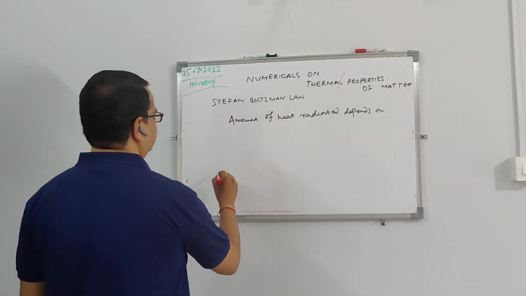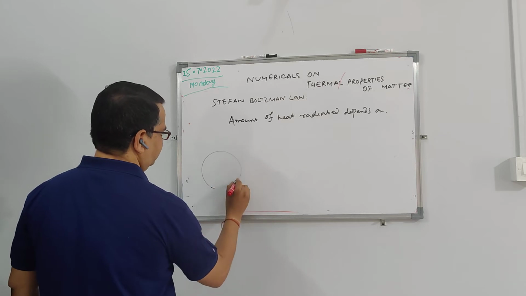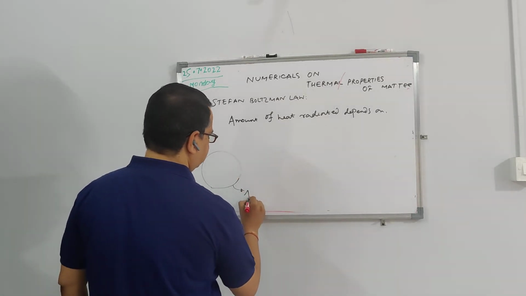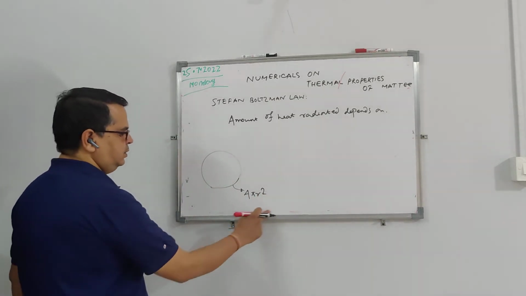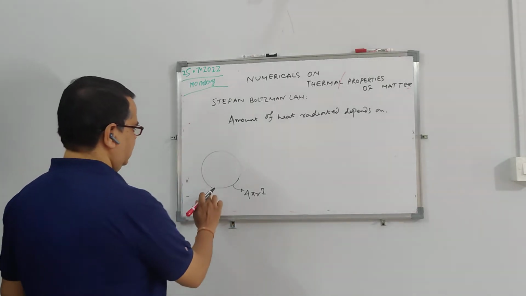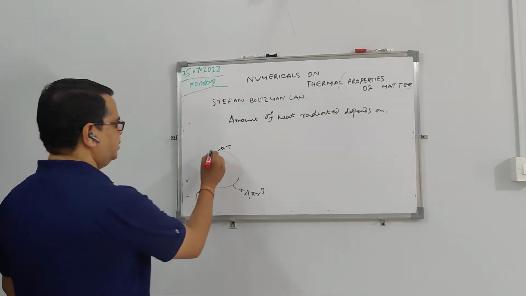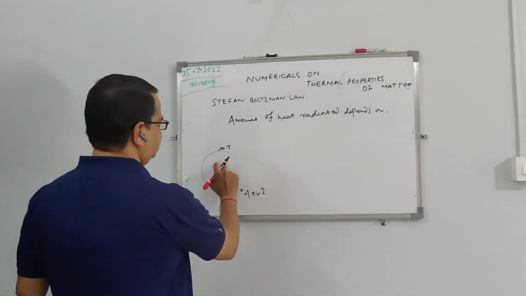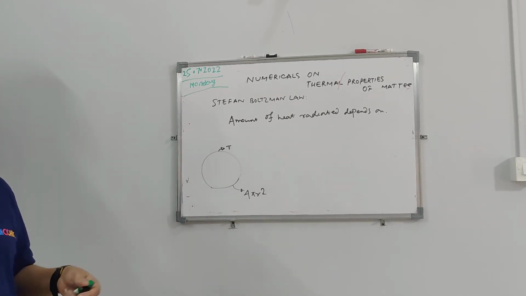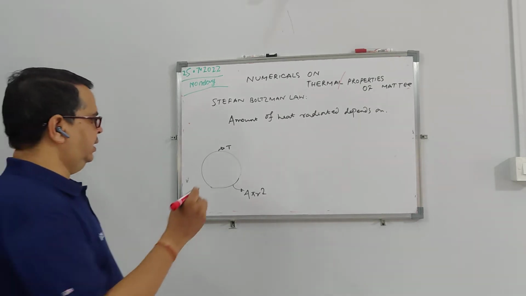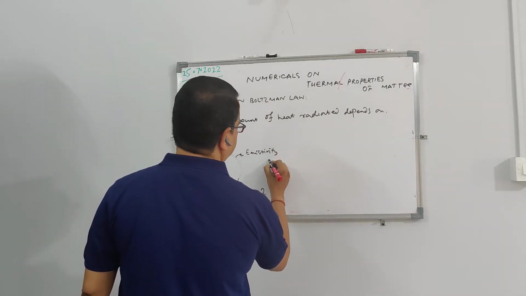Suppose I have a sphere. This sphere will have a surface area of 4 pi r square. The volume is 4 by 3 pi r cube, and the surface area is 4 pi r square, right? So let us say the surface temperature of this sphere is capital T, and let us say this sphere is not a black body. It will have some emissivity. A black body has maximum emissivity, which is equal to 1. But any other body will have some emissivity. Let us say the emissivity of this surface is E.